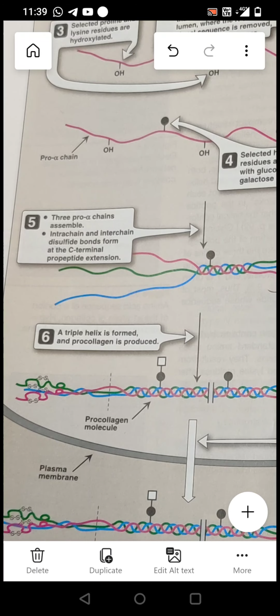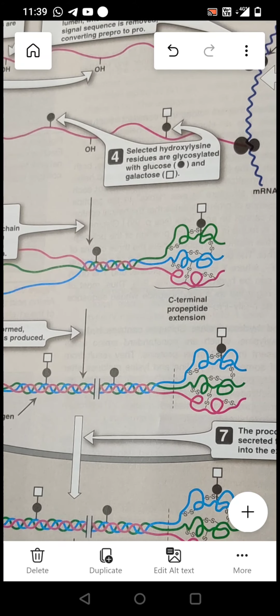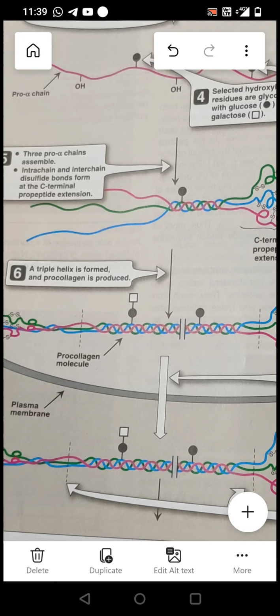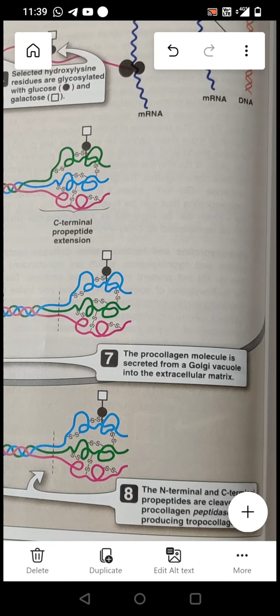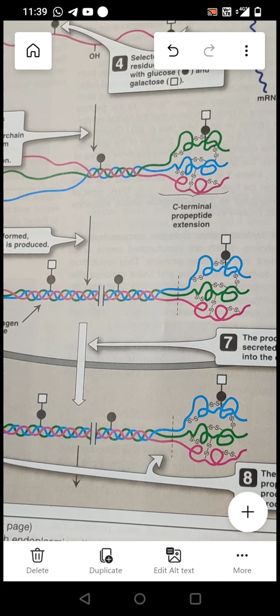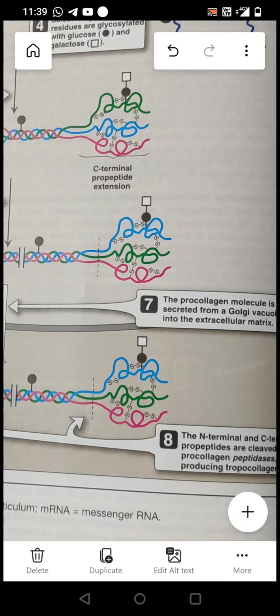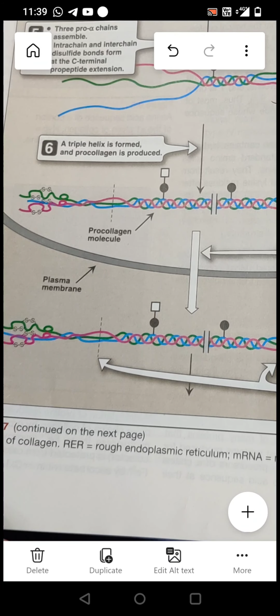This will lead to more helical structure, and that moves from the C terminal towards the other side. As it is formed, the triple helix gets formed. Once the triple helix is formed, the procollagen molecule is secreted from the Golgi vacuole into the extracellular matrix. The procollagen has now come out of the cell into the extracellular matrix.